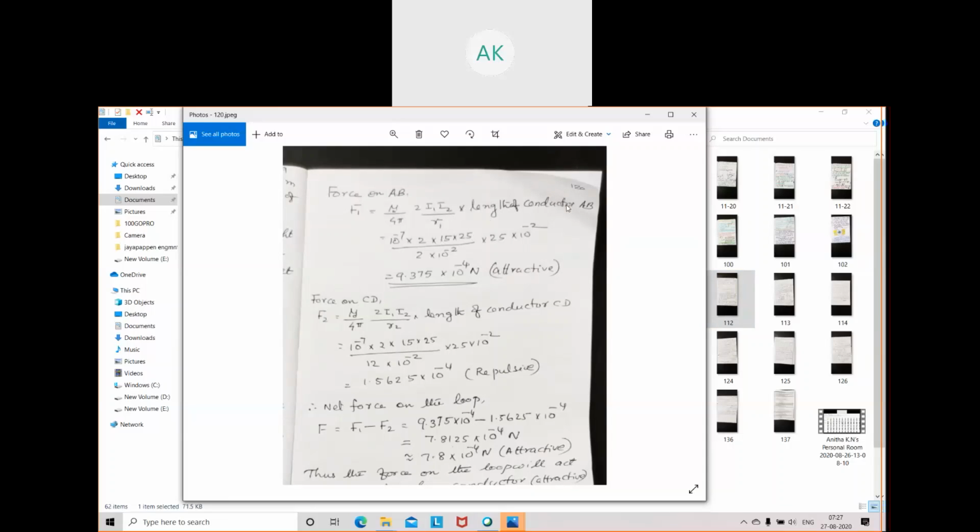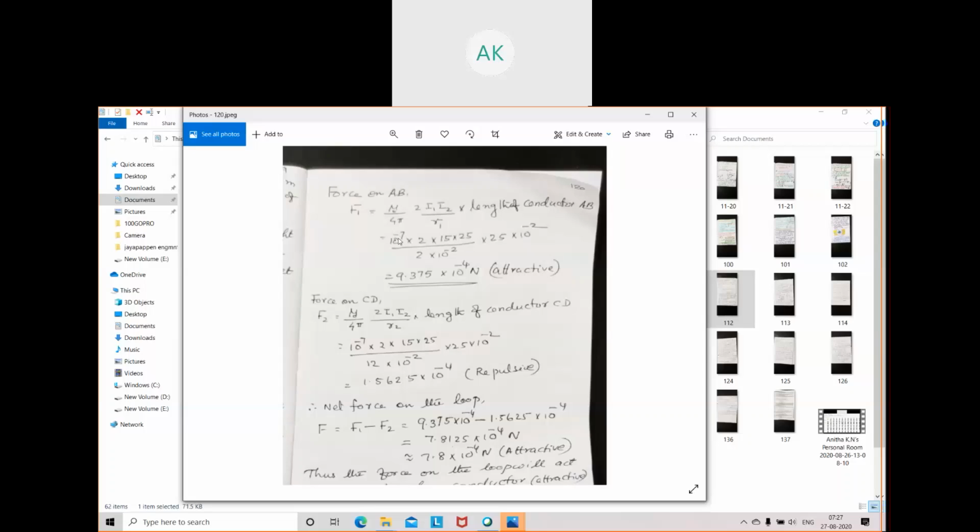If one conductor is shorter and the other conductor is longer, when we find the force, we have to multiply it with the length of the short conductor. The length of the short conductor is 25 into 10 raised to minus 2 meter. So substitute all the values. Mu 0, what's the value? 4 pi into 10 raised to minus 7. So divided by 4 pi, 4 pi cancels. But we get 10 raised to minus 7 only there.